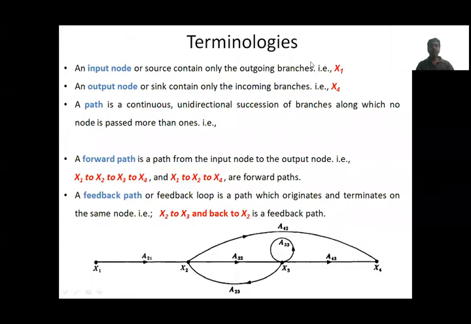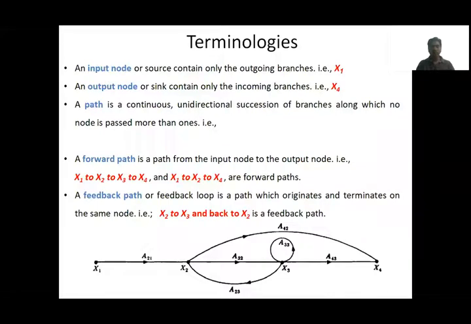Now we'll see the terminology used in signal flow graph representation of a system. The input node is nothing but a source node which has only outgoing branches. In the given example at the bottom of the slide, you can see X1 is the input node or source node. Similarly, the output node has all incoming branches. It is also called sink node. In this example, X4 is the output node.